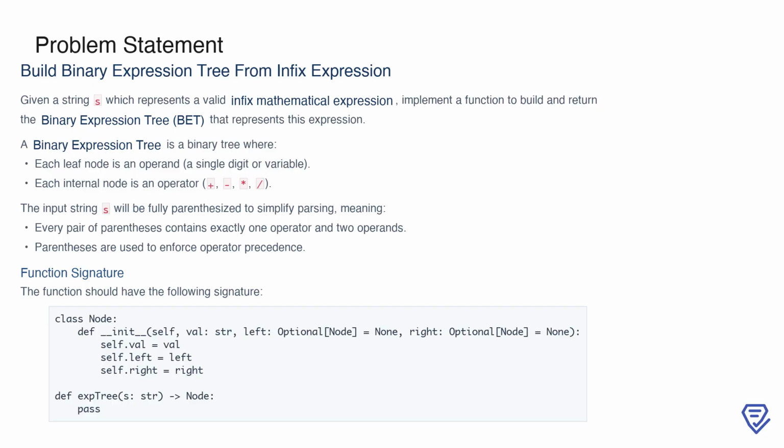The input string S will be fully parenthesized, which means every operator will have its operands clearly grouped within parentheses. This makes parsing the expression more straightforward, as the parentheses explicitly enforce precedence. Your goal is to implement the function exptree that constructs and returns the root of this tree. As part of the implementation, you'll work with a node class, where each node has a value, a left child, and a right child. This forms the structure of the binary expression tree.